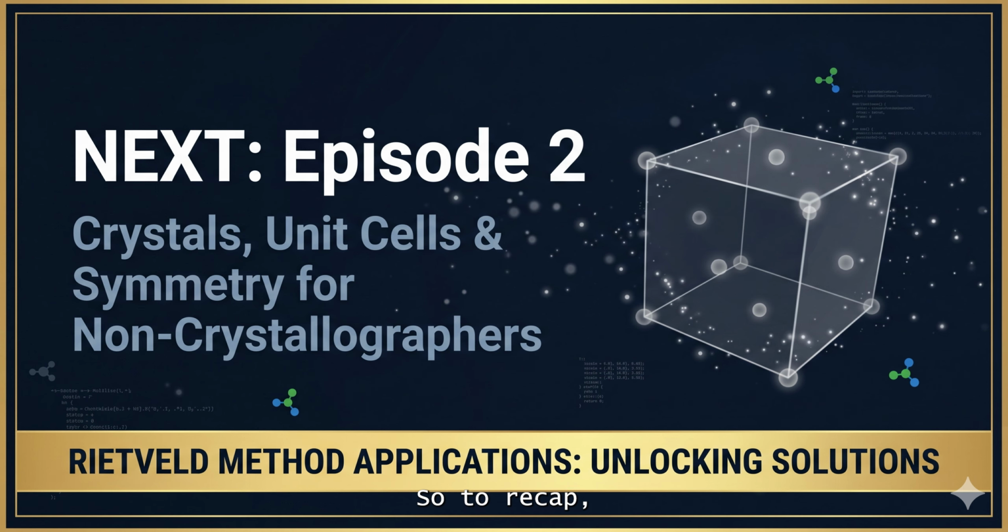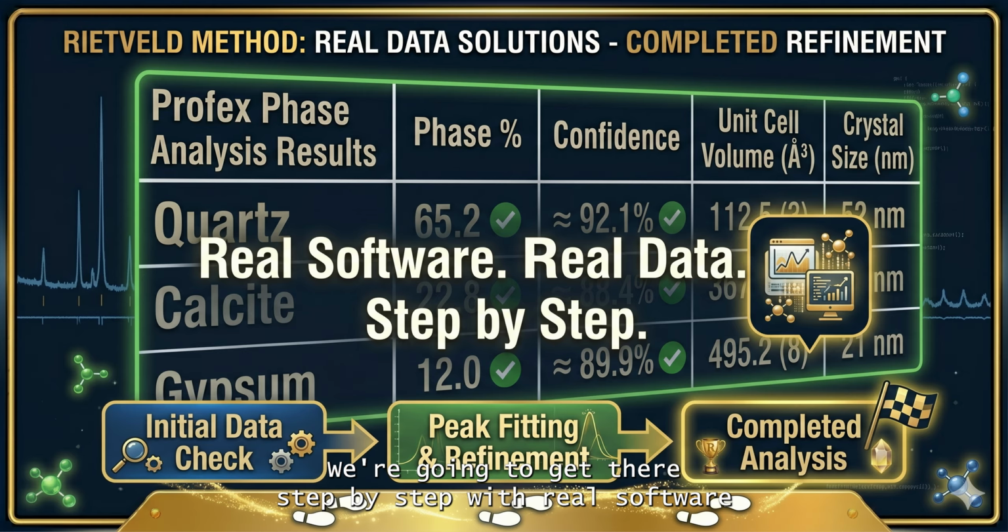So, to recap, by the end of this series, you'll be able to take a raw diffraction pattern like this one and turn it into precise, quantitative answers about exactly what your sample is made of, in what proportions, and even how good the crystals inside it are. We're going to get there step by step with real software and real data, not just theory. In the next episode, we go back to basics: what a crystal actually is, what a unit cell means, and why a handful of simple numbers can describe an entire infinite repeating structure.